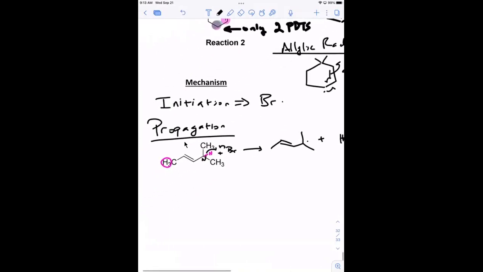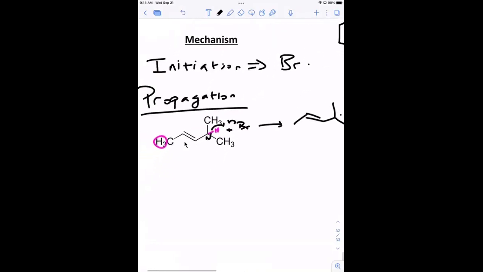HBr is a side product. It does not participate. I'm saying that because in the 17 years that I've taught this class, every time I put a question like this on the exam, somebody tries to use HBr as either a bromine source or in one of the propagation steps. It does not do that. The only thing that's going to react is a radical. Once you make HBr, it's done. You can evolve it as a gas from the reaction.